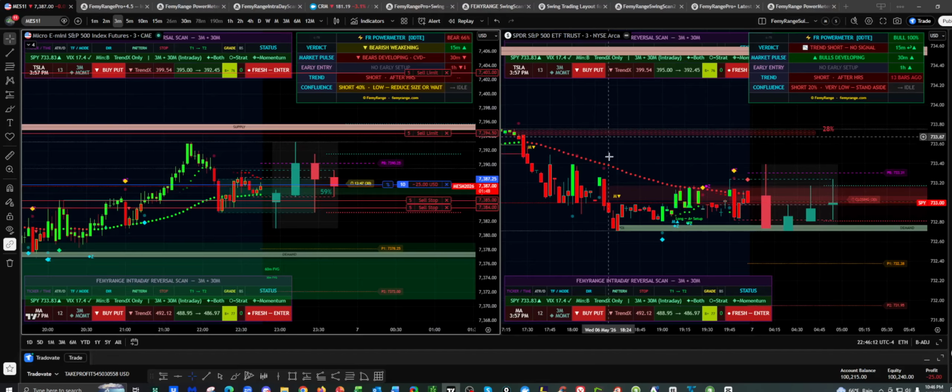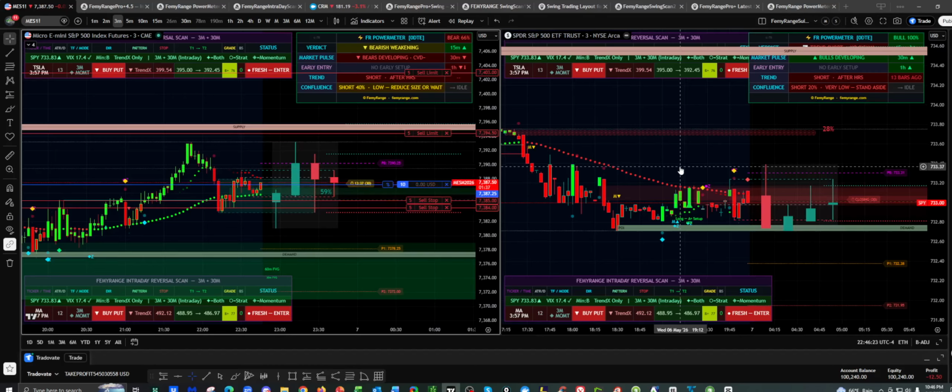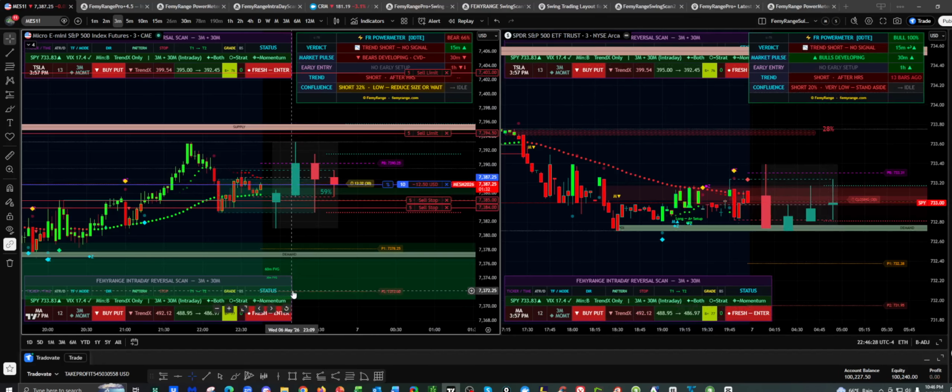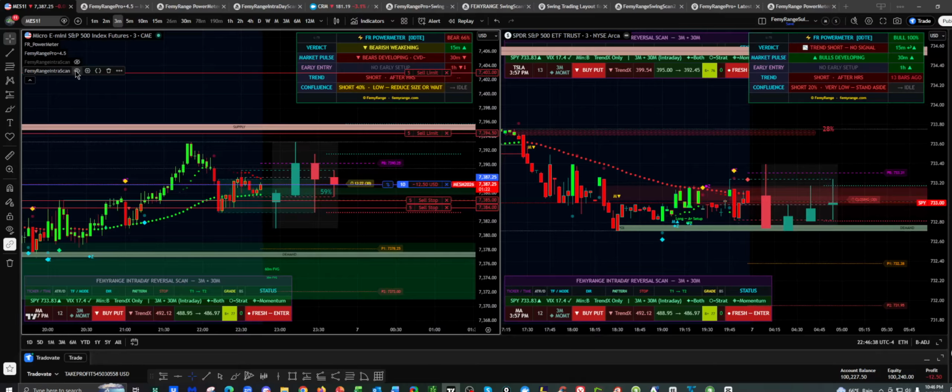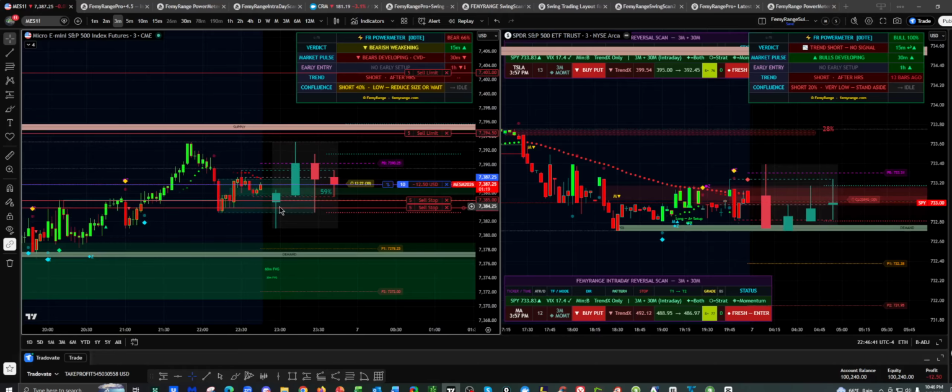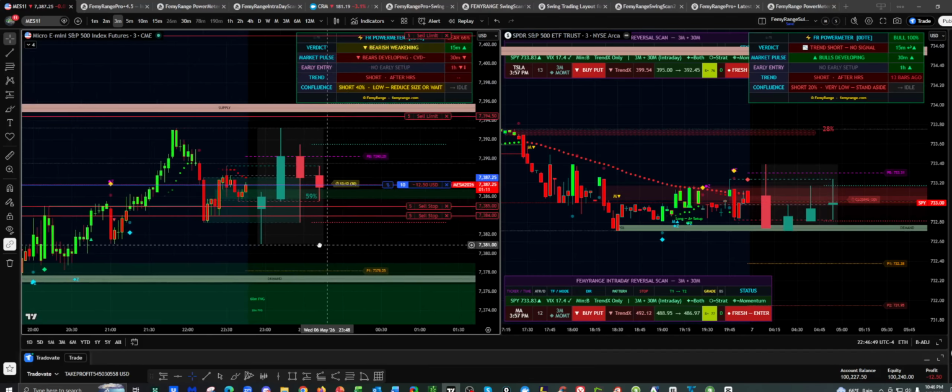Who knows? I don't swing trade, but I have swing trade alerts. So this is just intraday reversal. There is a swing option portion of this. If you are interested in swing trading, we have that also. So let's see what this trade does, and let me just get rid of this. Because all we're trading here is futures, let's keep it focused on futures.